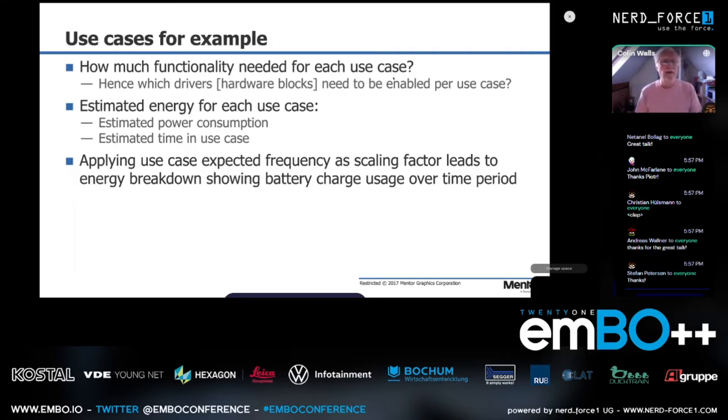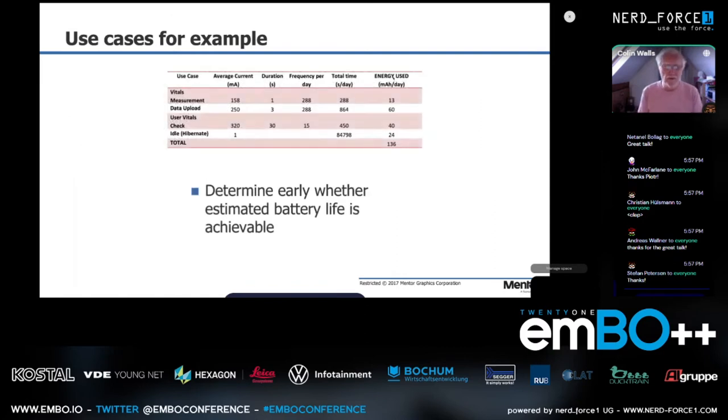So that will enable us to look at the amount of power over time, and that gives us the overall energy. Given that information, we can figure out how much battery charge we'll use over a given time period. And thus, we can figure out whether the device is viable. In other words, will it run with the battery that we have in mind? So here are some possible numbers.